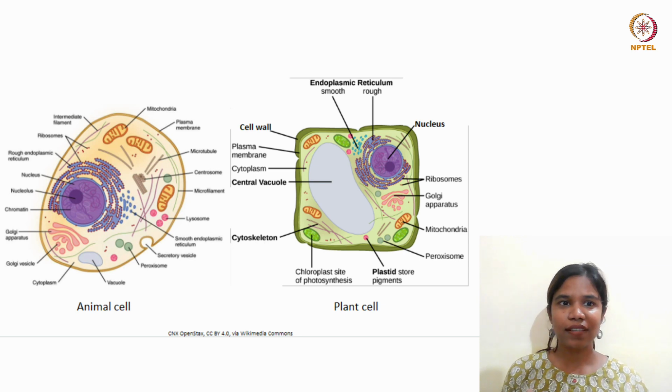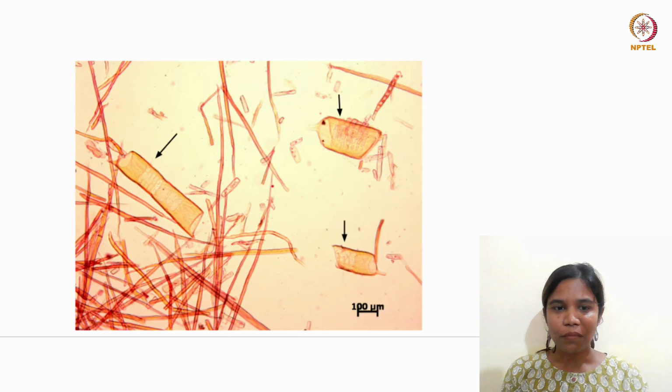But do all cells have similar structure? Do all cells have these same cell organelles? Look at this image. This image has three different cell types in it, but I want you to focus on the cells that I have marked here in black arrows. Maybe you can pause your video for a moment and take a moment to look at this image.